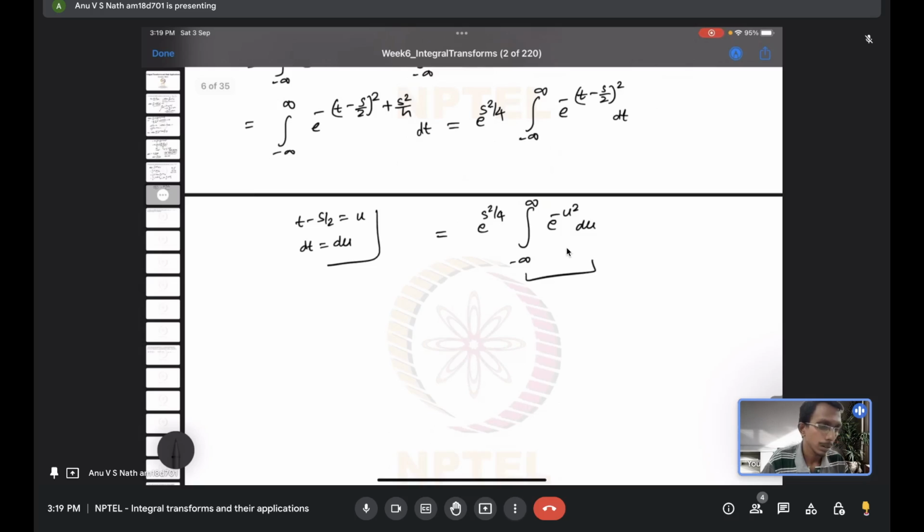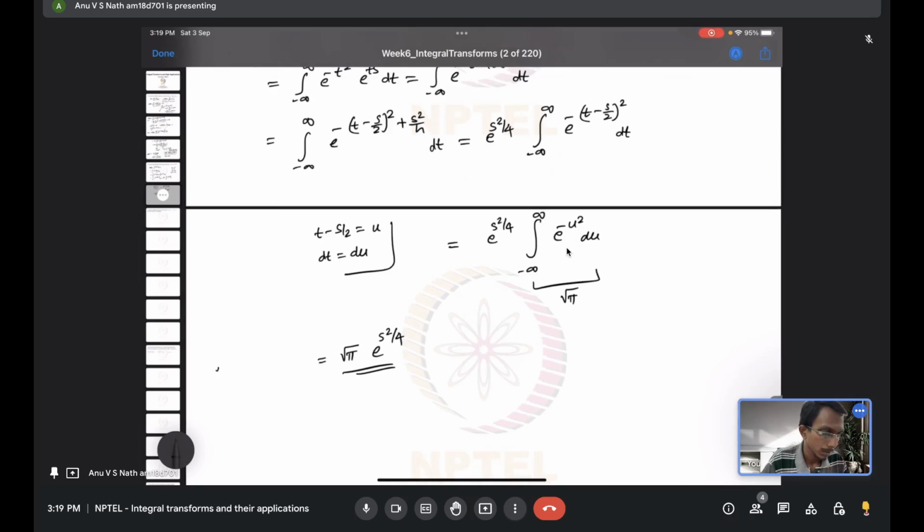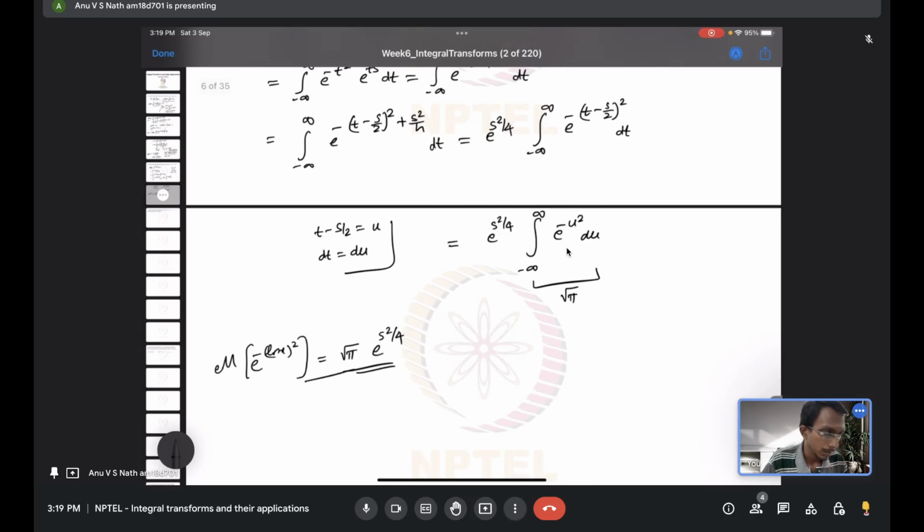And this Gaussian integral is well known, right? So this is just root pi. I guess all of you know how to show that using the polar coordinate system, so I'm skipping that. So it's just root pi into exponential of s square over 4. That's the Mellin transform of the function which is asked for, the Mellin transform of exponential of minus ln x squared. So is this clear?